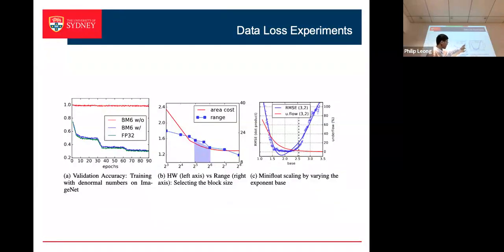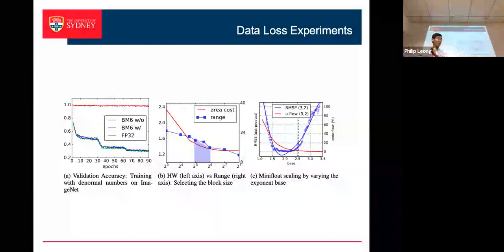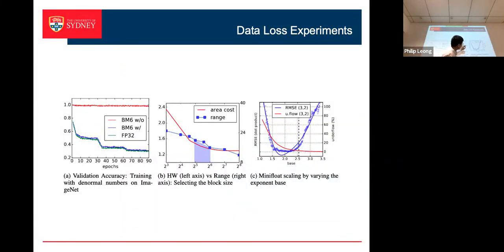And then in terms of how we scale the Minifloats, remember right at the start, I said we scale so that we never overflow. So we scale to the maximum, and that puts us in this flat range here. This is the root mean squared error of the dot product versus the exponent base. Basically we operate in this flat part where we have the least root mean squared error for our dot products.